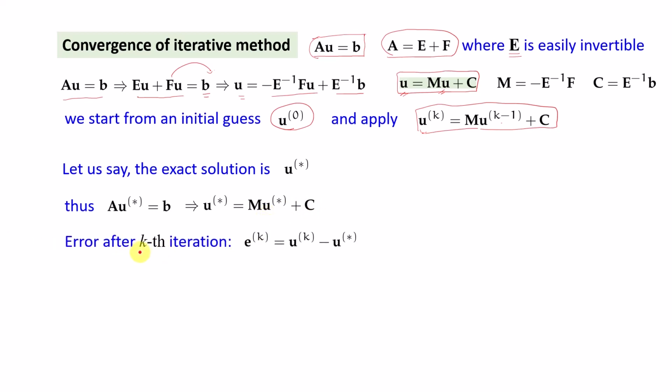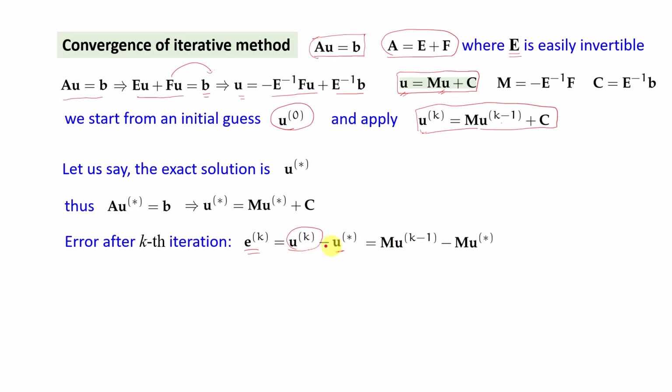Now, after the kth iteration, we have some value of Uk. This is not exact, so we have some error after the kth iteration, and we write that as Ek. That should be whatever value U I am getting minus the exact solution; that is the error now. And our hope is that we will reduce this error as k progresses.